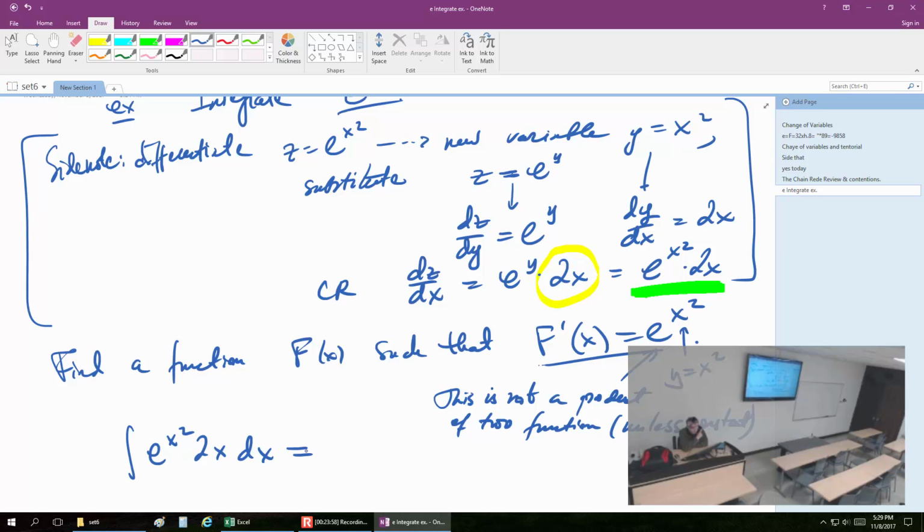Look at the green. The function that I wrote here, it's the same as here. It is this one. It's the same function. We already know what we need to differentiate to get this function. What? e to the x squared. This is the answer. Well, plus c. But otherwise, that's the answer.